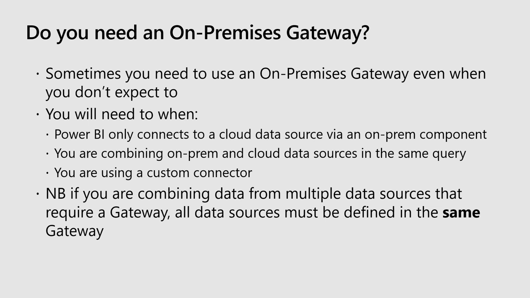And then finally, if you're getting data from a custom connector, that is going to have to go through a gateway as well, because custom connectors are not supported directly in the service. You have to go through a gateway when you're doing that. And also something else that's worth pointing out, even though it's not specifically here, if you've got multiple data sources that come from on-premises and they are all specified in different gateways, because of course you can have multiple gateways, again, combining that data together won't work, because if you're combining data together, it's got to happen in the same gateway.